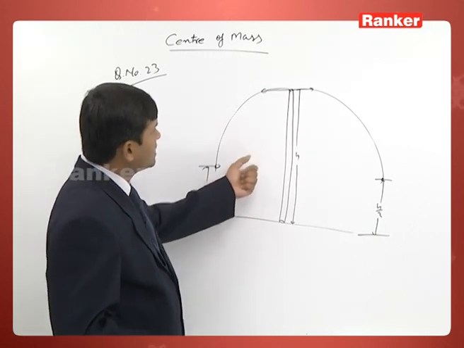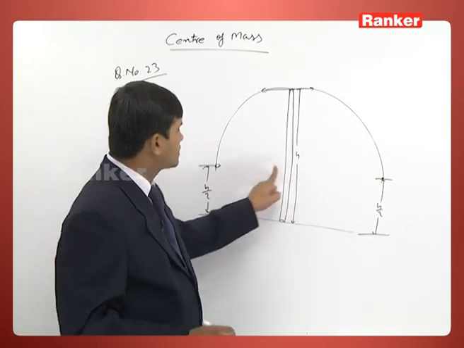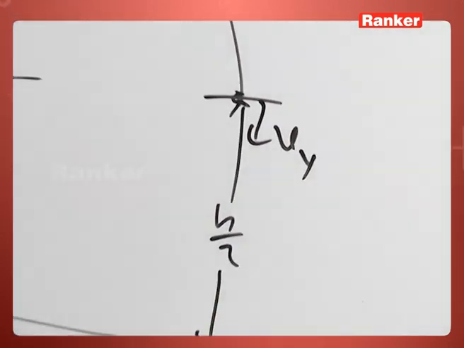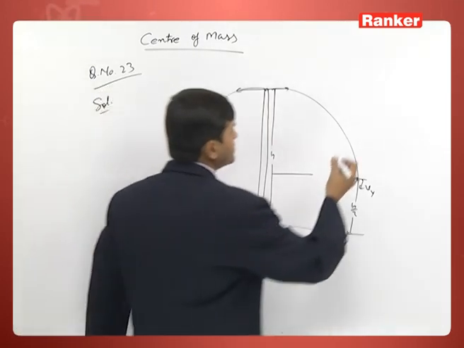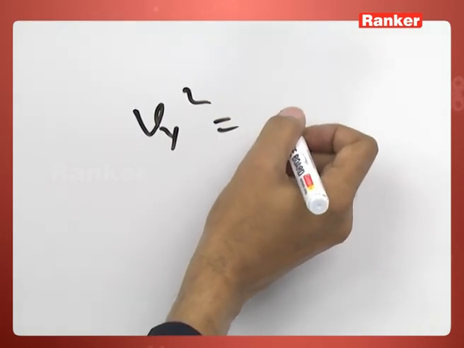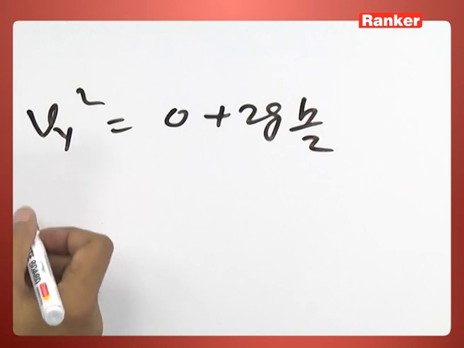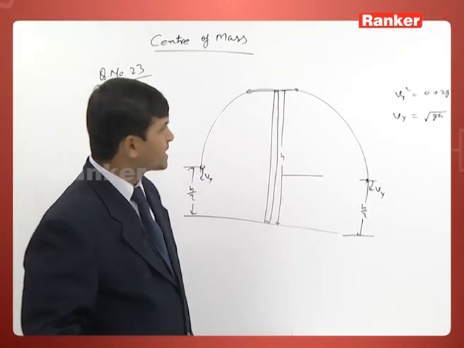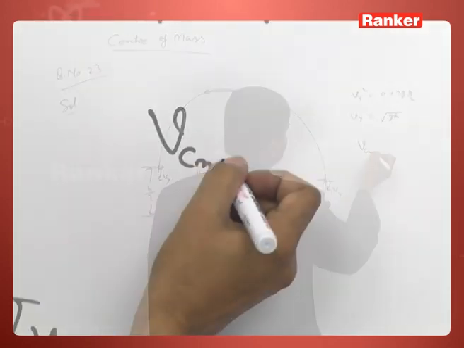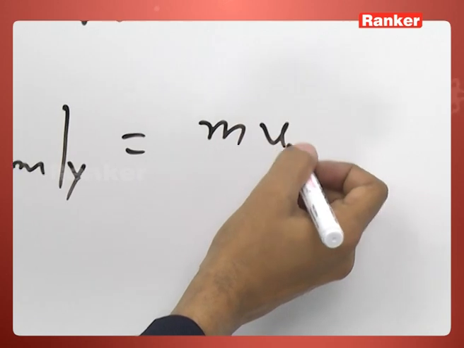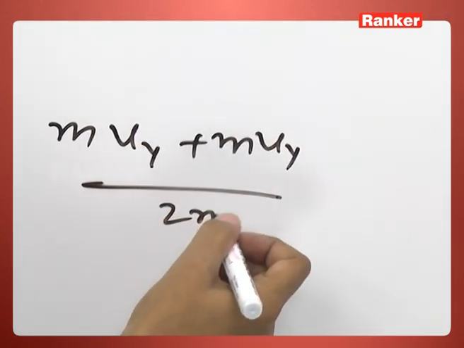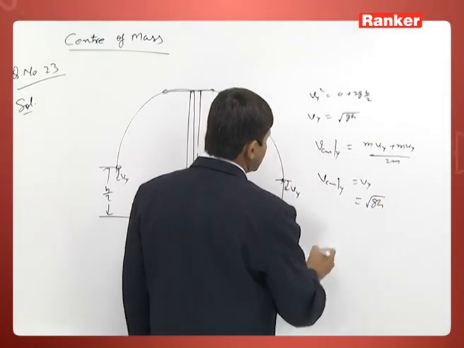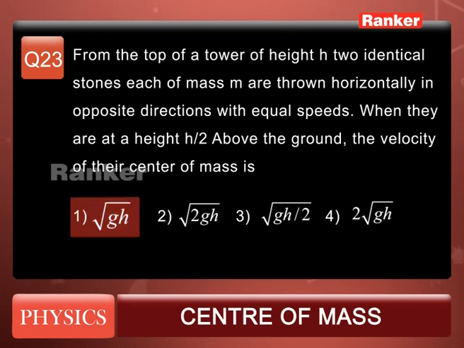So see, horizontal velocity will remain the same, but this and this are in opposite directions, so there is no change. So whatever the height it has fallen, vertical velocity Vy and this Vy, that we can calculate. So Vy square is the initial velocity 0 plus 2g h by 2. So Vy is root gh. Both have velocity root gh in the downward direction. So velocity of center of mass along y direction is m into Vy plus m into Vy by total mass 2m, it is Vy, which is equal to root gh. So our correct option is option number first.